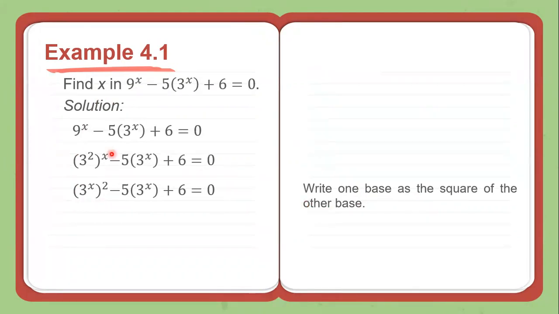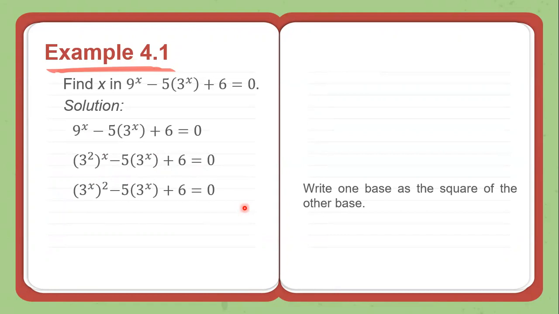Okay? So we know that 9 can be expressed as 3 squared. So we have 3 squared raised to x minus 5 times 3 raised to x plus 6 is equal to 0. Basically, 3 squared raised to x can also be expressed as 3 raised to x squared minus 5 times 3 raised to x plus 6 is equal to 0. If we notice, this can be considered as a quadratic form.